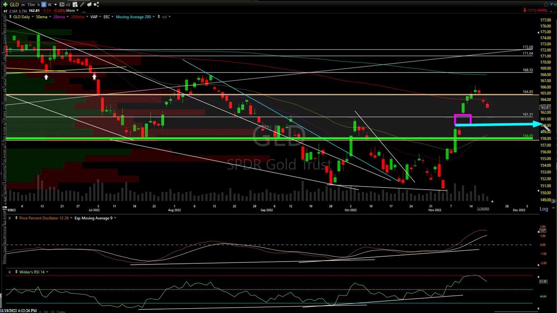There's the bottom of the gap, and I'm just drawing that arrow out. So right here to here, that's what I drew for you there. Would be a nice objective entry. If we come all the way down to 158, I'd still be a buyer. I really don't want to see 158 go. It's just going to muddle up the bullish picture.